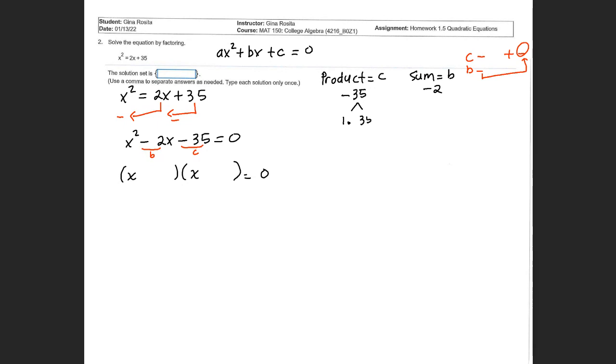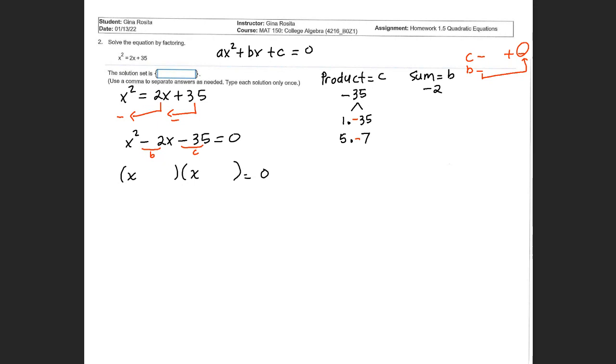1 times 35, 5 times 7. Because C is negative, the answer must be positive and negative. Look at B. B is negative, it means put the negative sign on the biggest number. So I put negative on 35, and I put on -7.